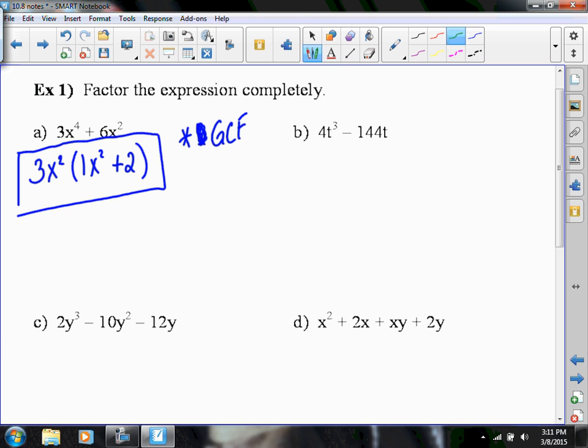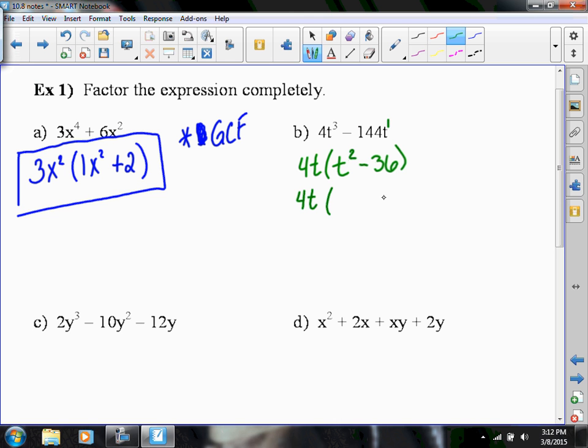Okay, for part B again, I have to look for a GCF, and I know I can take out a 4, and I can take out a t to the 1st. So we'll do that. We'll take out a 4t. That leaves me with t squared minus 36. I'm going to look at the stuff in parentheses. There's 2 terms, so that should be a difference of 2 squares. It's a difference this time because they're being subtracted. And t is squared, and 36 is a perfect square. So yeah, this is a difference of 2 squares.